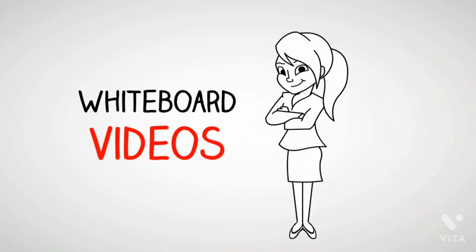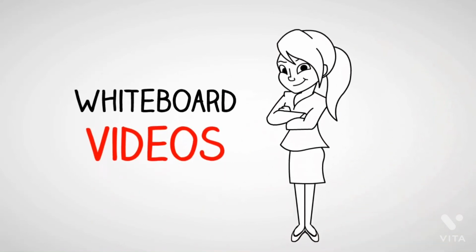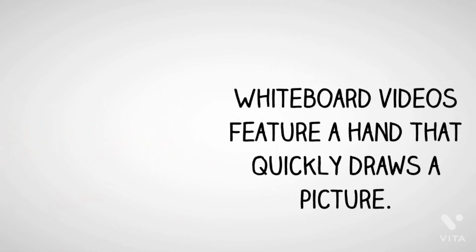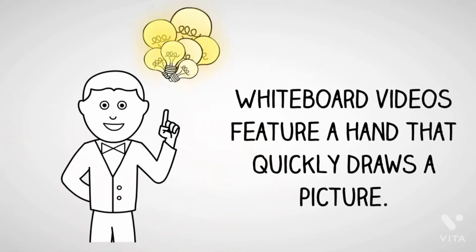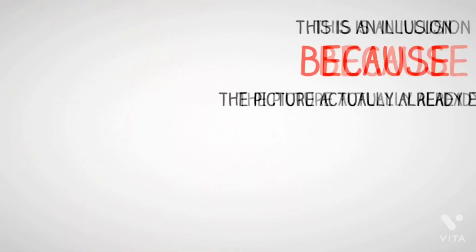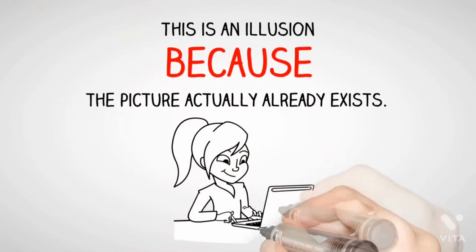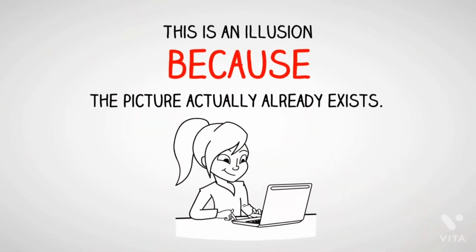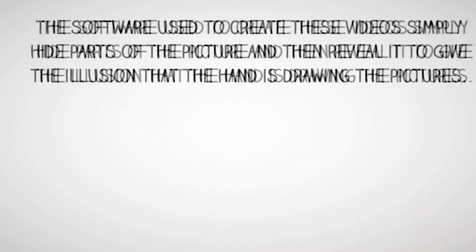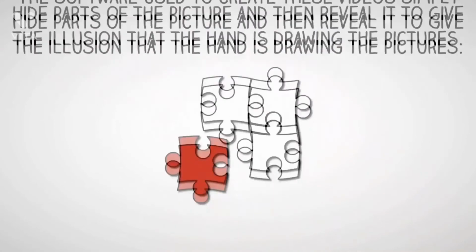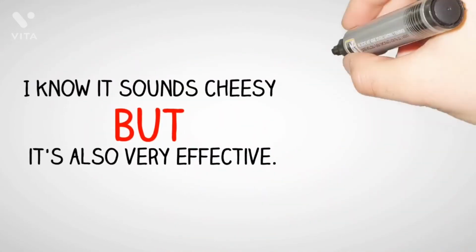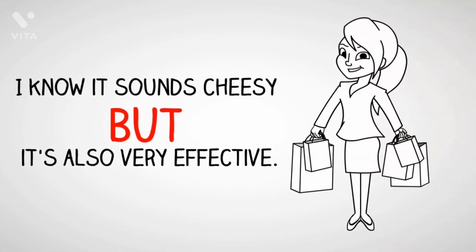Whiteboard videos. Whiteboard videos feature a hand that quickly draws a picture. This is an illusion because the picture actually already exists. The software used to create these videos simply hide parts of the picture and then reveal it to give the illusion that the hand is drawing the pictures. I know it sounds cheesy, but it's also very effective.